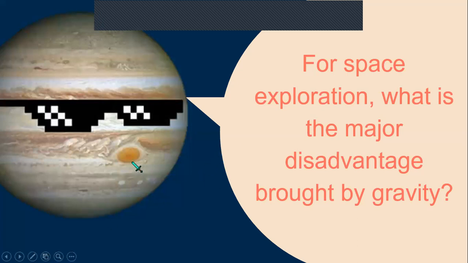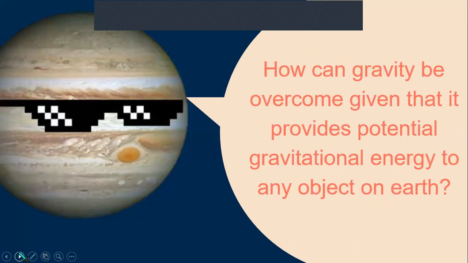Let's start. You see here a picture of Jupiter with sunglasses. Sabi dito, for space exploration, what is the major disadvantage brought by gravity? So that's one of the questions we're going to answer today. And then another question would be, how can gravity be overcome given that it provides gravitational potential energy to any object on Earth?